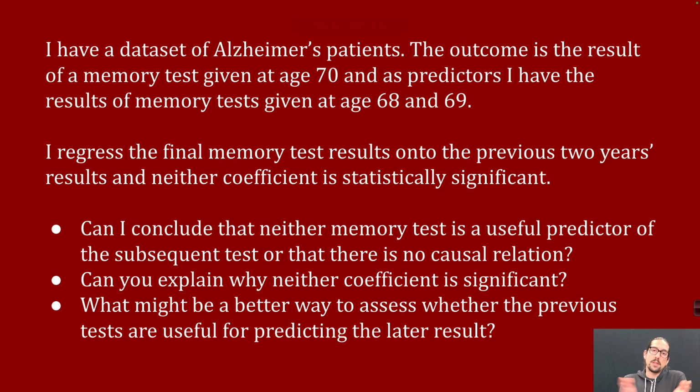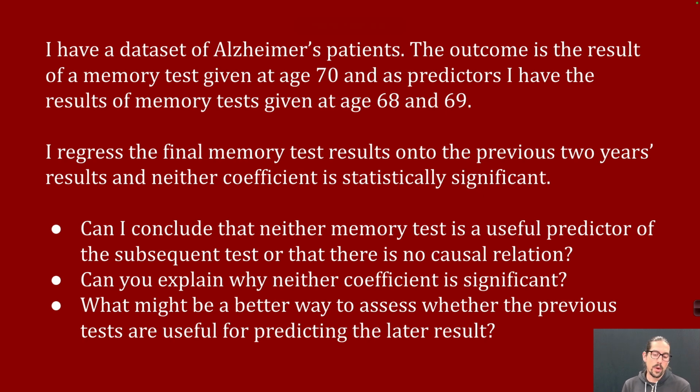But that also means that these two predictors you're using are collinear, and therefore it's hard to ascribe the effect at age 70 to what's going on at 68 versus 69, right? Both of them are equally good predictors. They have roughly the same information in them, so you could use either one of them, and that makes it hard to tell which one of them is doing the explaining. So that's why neither coefficient is significant.